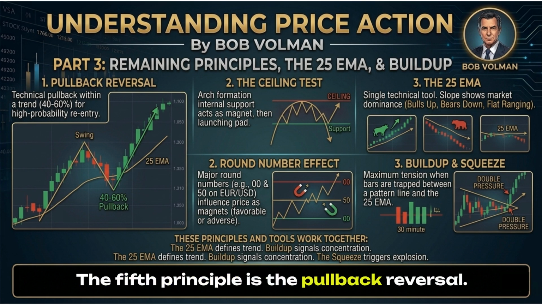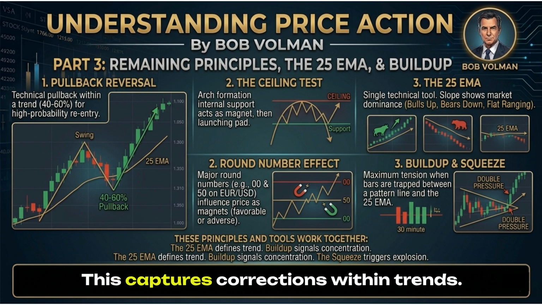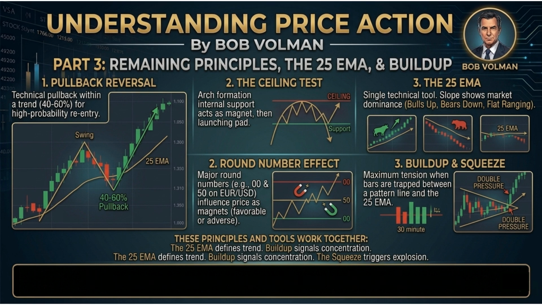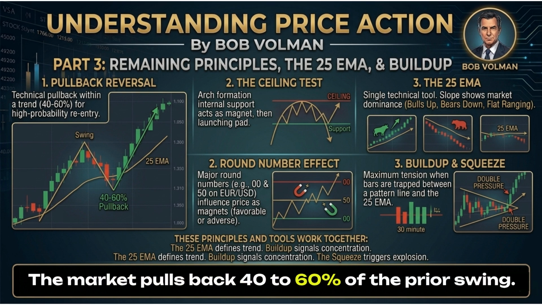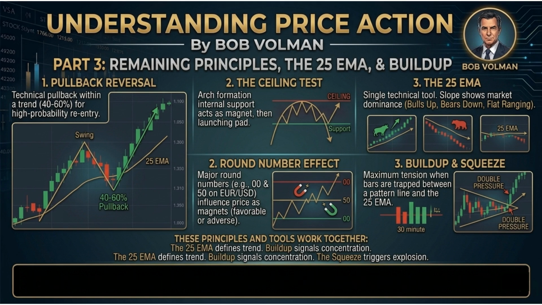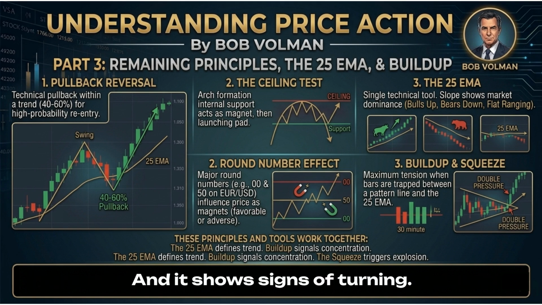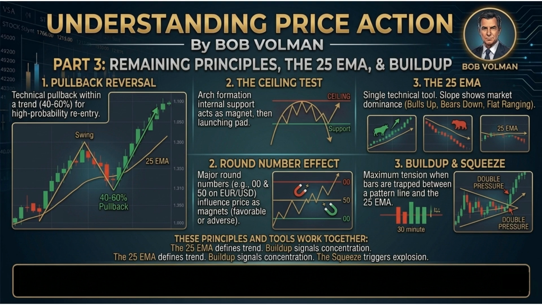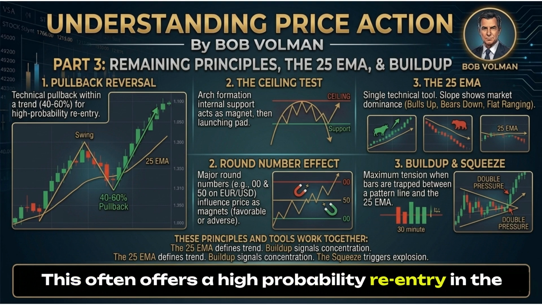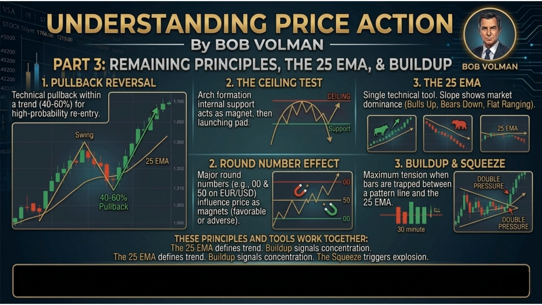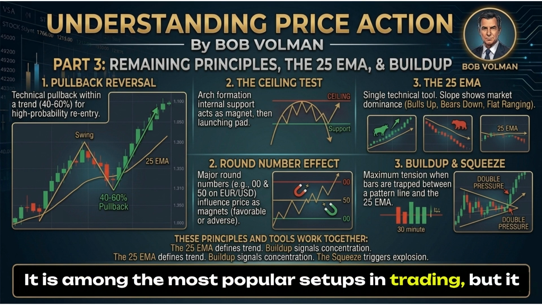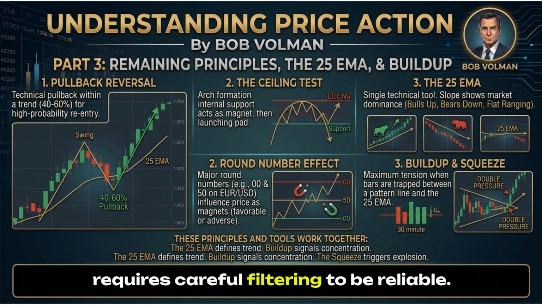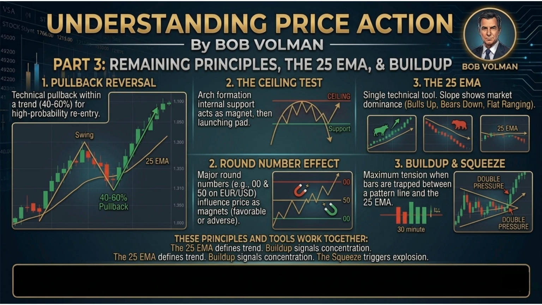The 5th principle is the pullback reversal. This captures corrections within trends. The market pulls back 40 to 60% of the prior swing. It hits a technical level, and it shows signs of turning. This often offers a high probability re-entry in the trend direction. It is among the most popular setups in trading, but it requires careful filtering to be reliable.